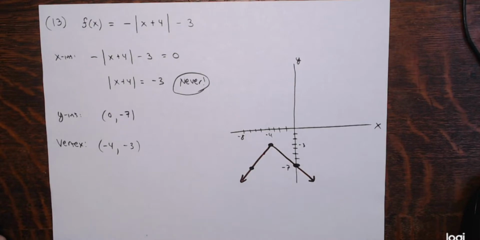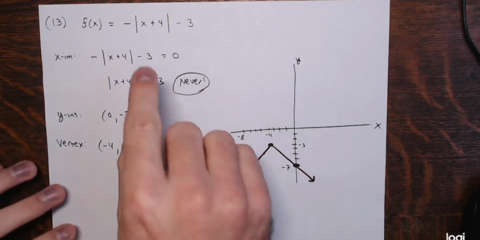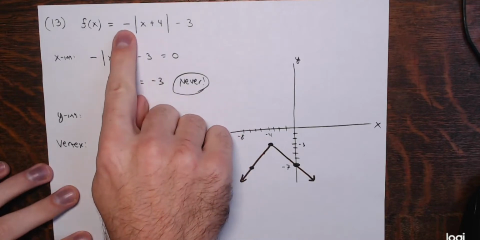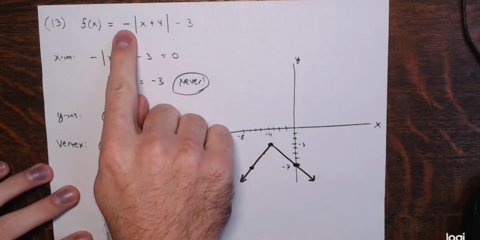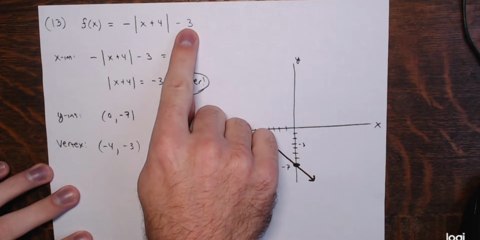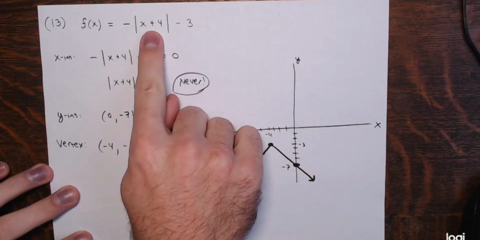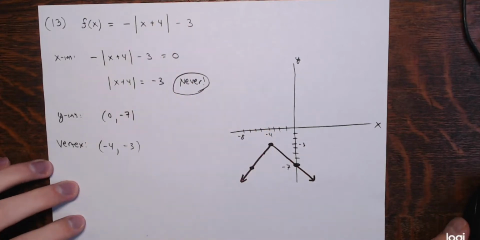Now, if I were doing transformations, I'd start with the absolute value of x, then the times -1 would reflect it across the x-axis, the -3 would move it down 3 then, and then replacing x with x plus 4 would move it left 4. And let's see those happening.